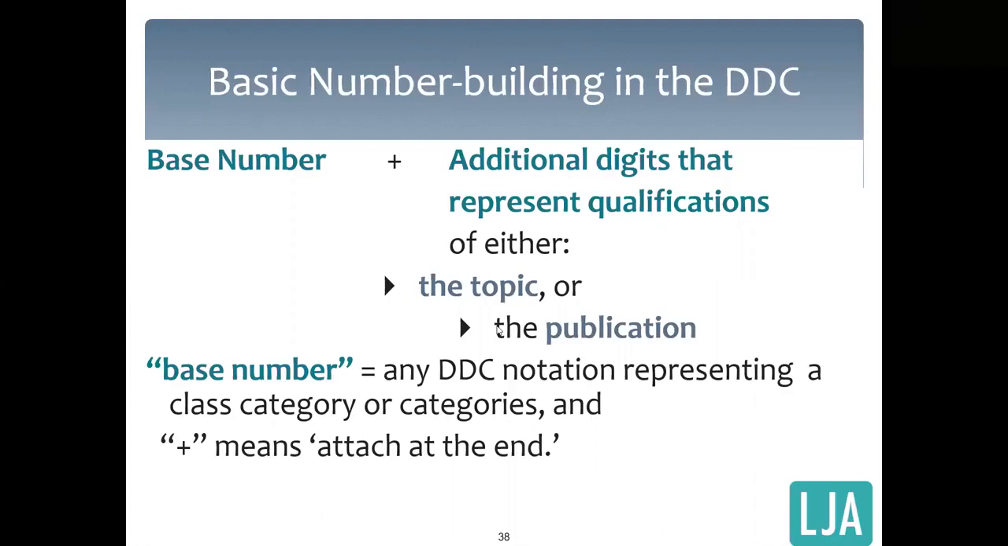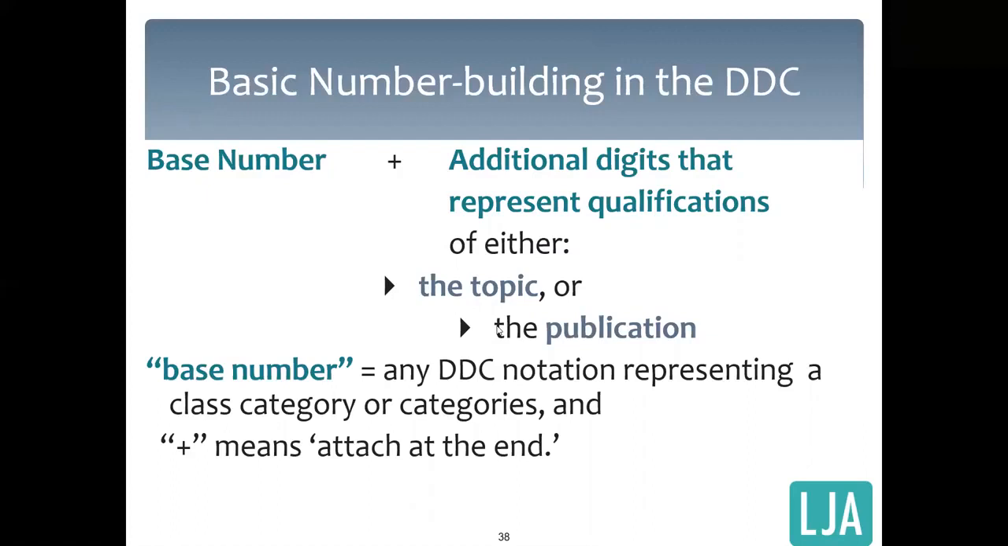And these are what represent other kinds of qualifications. It could be the topic. In subject analysis terms, the subject heading is subdivided by a subdivision of a topic, so it's a topic of a topic. So, breaking it down topic-wise, or it could be the publication, or it really could be any number of these categories that we've talked about.